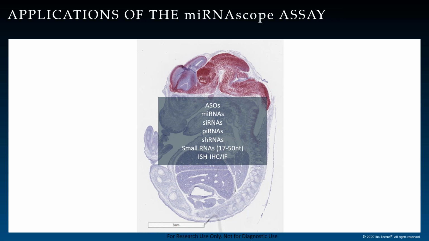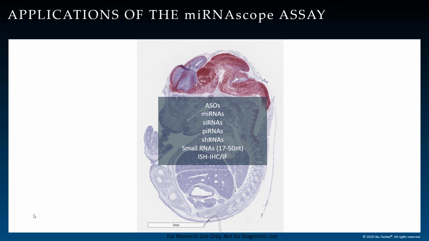Also, another particular application for the miRNAscope assay is the detection of endogenous microRNAs. So microRNAs are endogenous small RNAs between 18 to 24 nucleotides in length, and they have been shown to regulate various signaling pathways all the way from development to adulthood. And also in the past few years, there have been implications of these microRNAs in cancer and other diseases, and there are potential avenues for using them as biomarkers for different disease conditions.